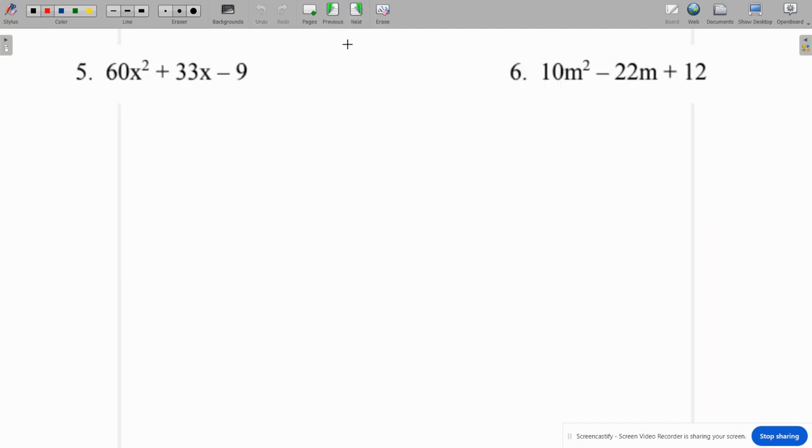So I'm actually going to jump to a problem like this. 10m squared minus 22m plus 12. In this case, we do have a GCF. So the GCF of 10 and 22 and 12, I know is going to be 2. So I'm going to factor out a 2, leaving us with 5m squared minus 11m plus 6. Now, that 2 can't go away, but for right now, I'm going to kind of ignore it because now I want to split the middle with this trinomial.